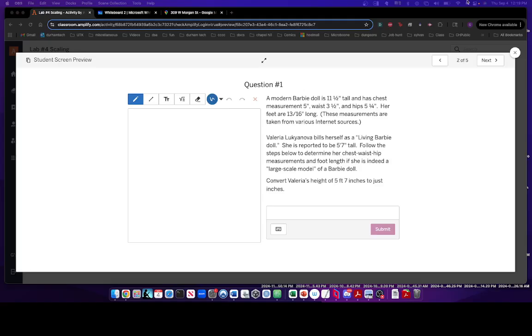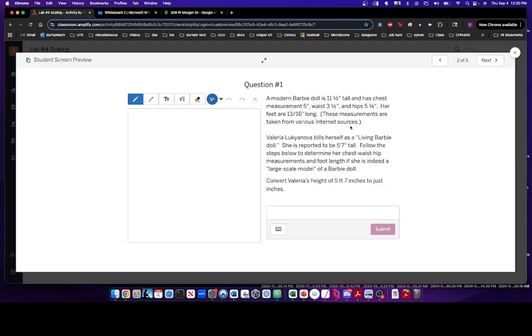I didn't pick this example here, but the idea is that if a modern Barbie doll has all these different number of inches, so this for their height, this for their chest, this for their waist, all those need to transfer with the same ratio to the measurements for the so-called real live Barbie doll, Valeria Lukianova. Once again, didn't pick this example. Don't know how to say all those names.